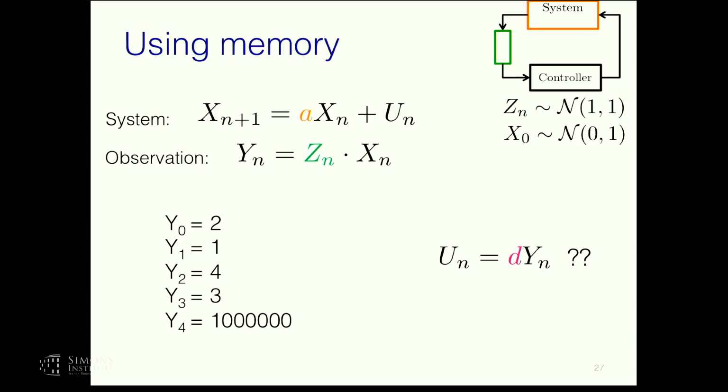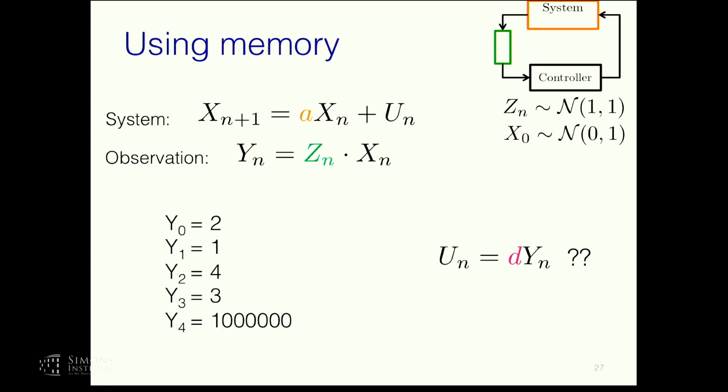To see why that's the case, think about the following situation. Let's say your Z was drawn from a normal (1, 1). And let's say you saw the following string of observations. You saw a 2, then you saw a 1, then you saw a 4, then you saw a 3, and then suddenly you saw a million. With this history, does it make sense to just use a linear control that's memoryless and just assumes that the state is now something close to a million? Probably not. Probably what this is saying is that you just had an atypical noise realization. Ignore this observation and do something that seems more reasonable.